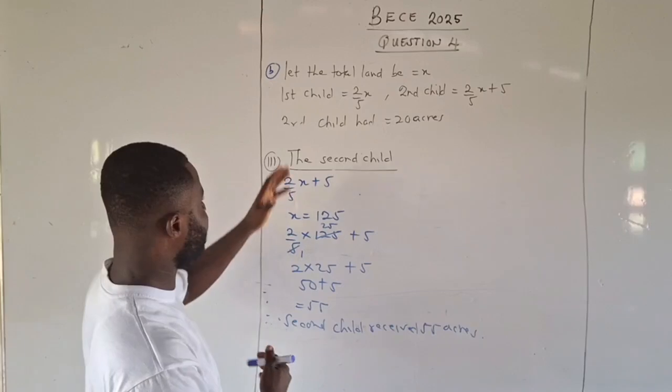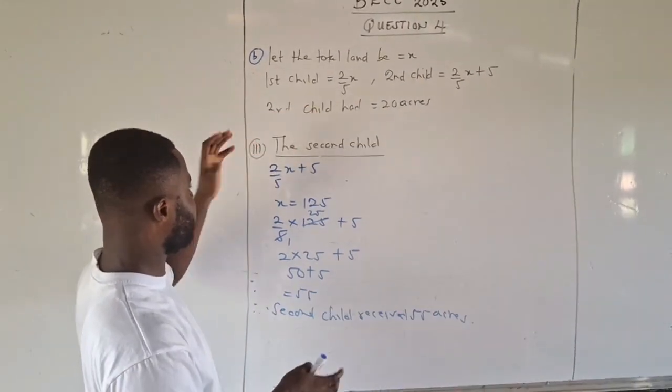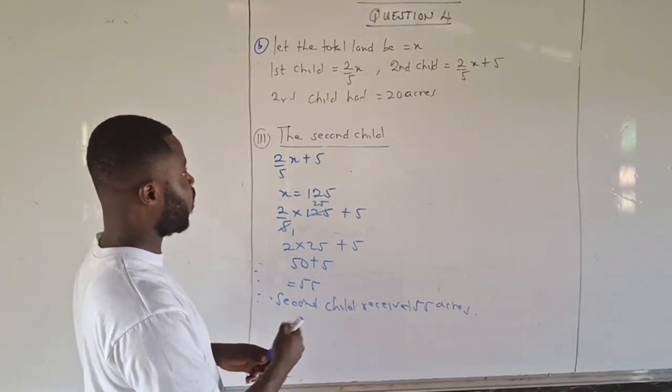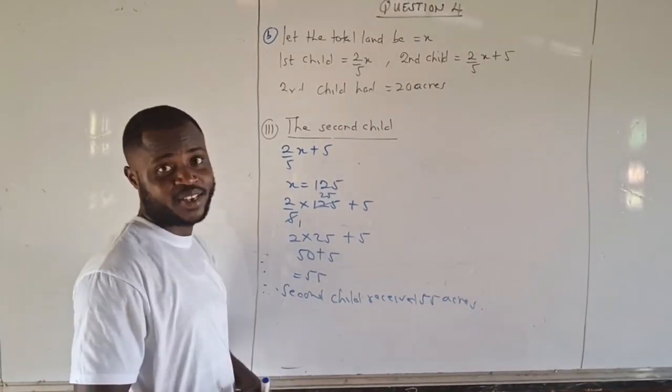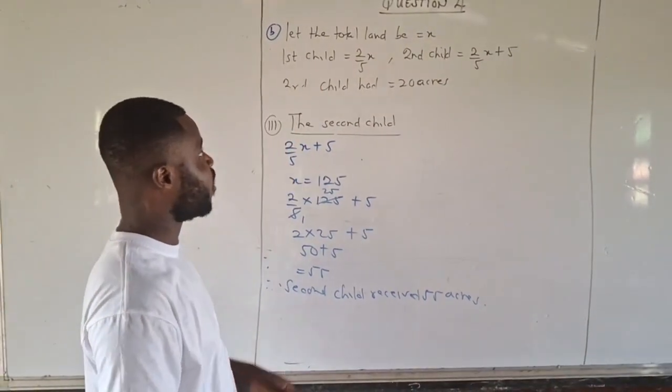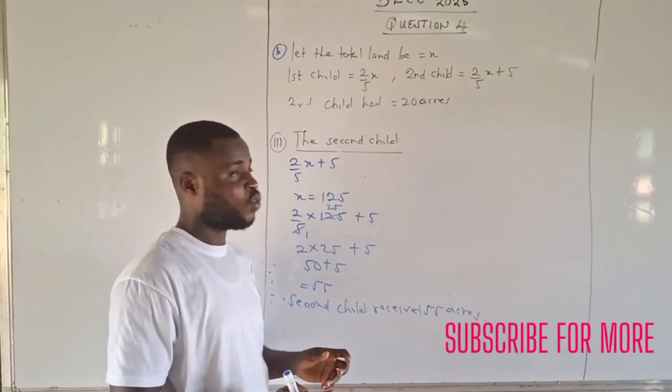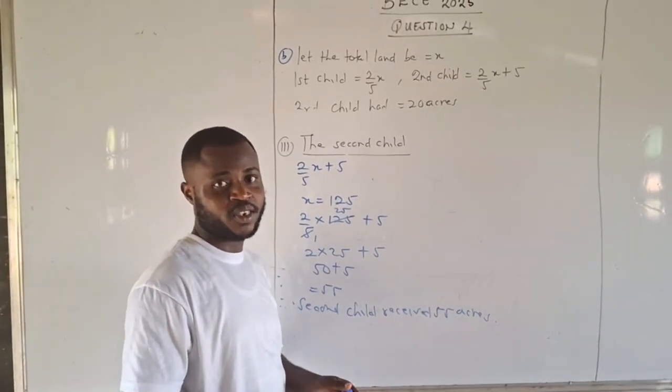The second method is you can also add the first child's portion to the third child's portion, then subtract it from 125 to get the second child's portion. That's the second method you can also use to solve it. So this brings us to the end of question 4, which is also 15 marks.